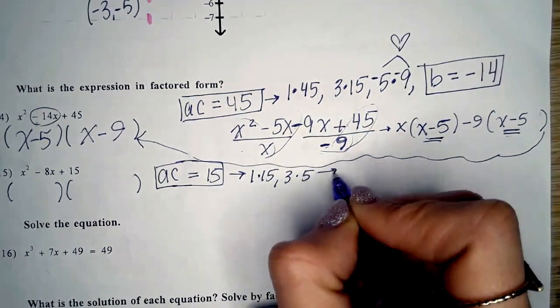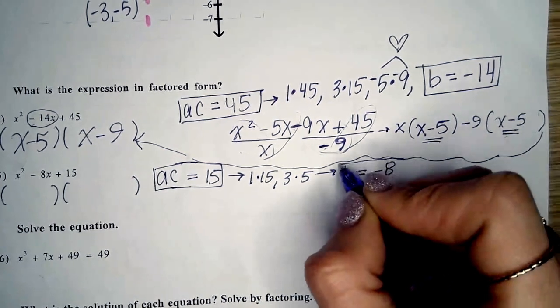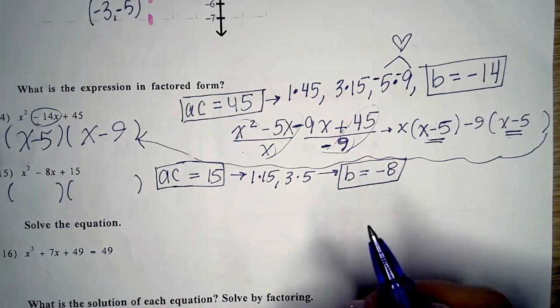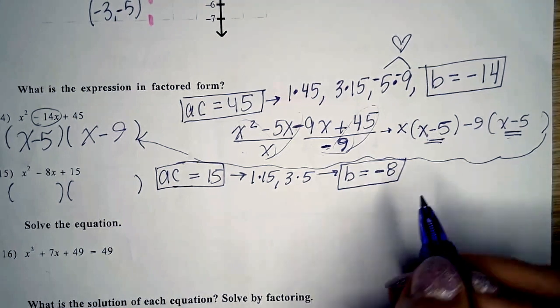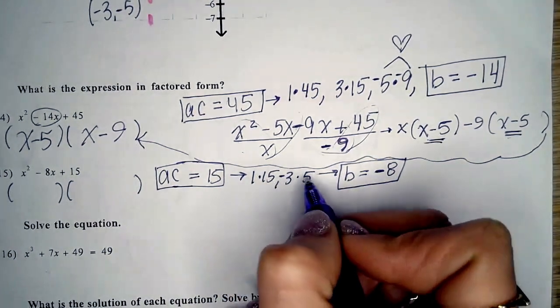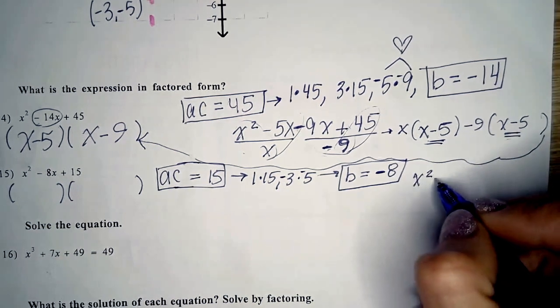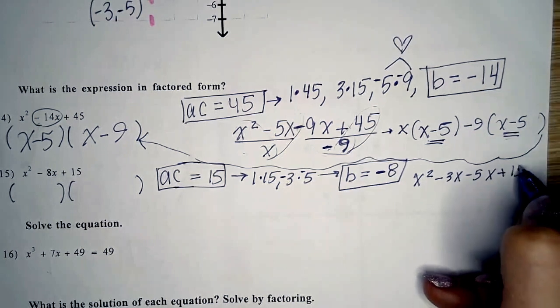Out of those numbers, B for but what? But they have to add to give you negative 8. So Nicole, of those numbers, which ones give me negative 8? The 3 and the 5. And what kind of 3 and what kind of 5 do they have to be to give me negative 8? Both negative. So a negative and a negative. So that gives me next step: x squared minus 3x minus 5x plus 15.